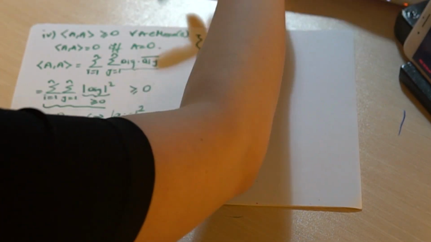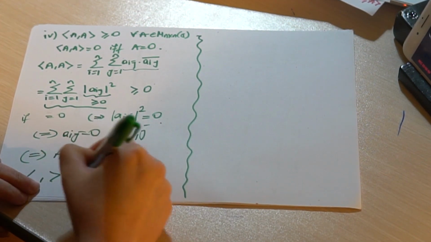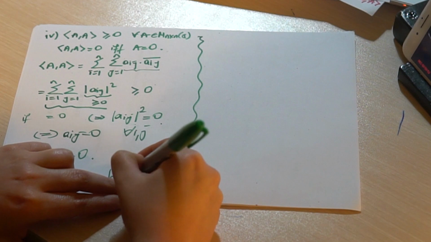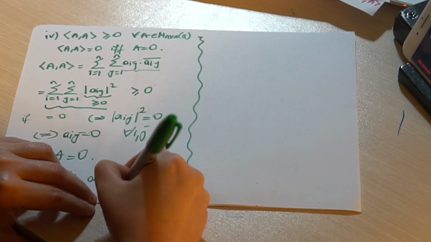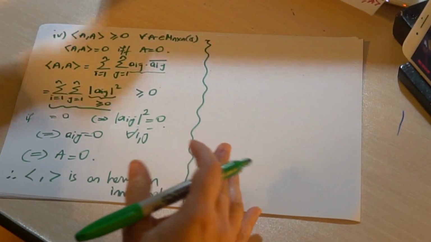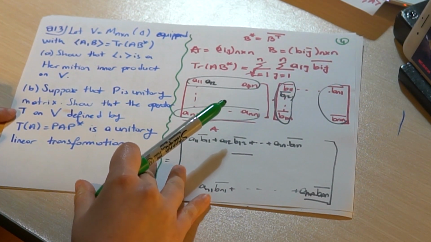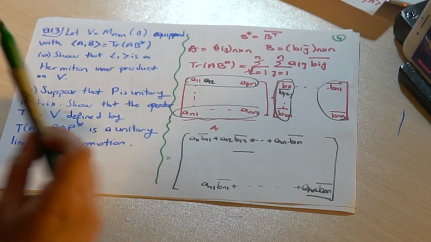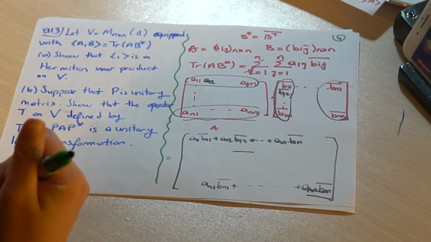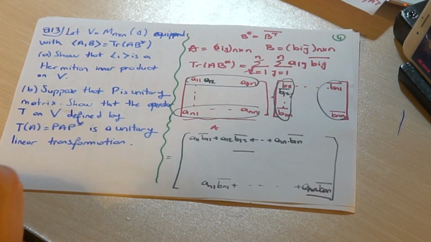So, we can say that now this product is a Hermitian inner product. Now let's again go back to part B. Part B was: suppose that P is a unitary matrix. Show that the operator T on V defined by T(A) = P A P adjoint is a unitary linear transformation.